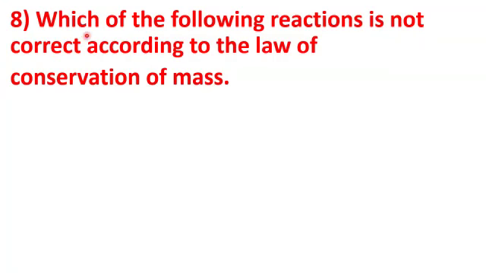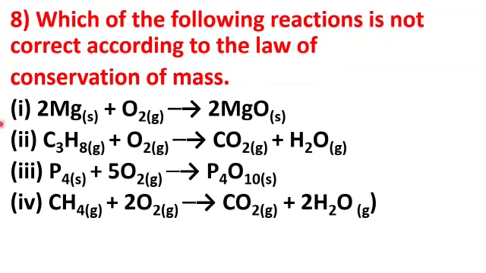Question number 8. Which of the following reactions is not correct according to the law of conservation of mass? First one, 2Mg plus O2 gives rise to 2MgO. Second one, C3H8 plus O2 gives rise to CO2 plus H2O. Third one, P4 plus 5O2 gives rise to P4O10. Fourth one, CH4 plus 2O2 gives rise to CO2 plus 2H2O.